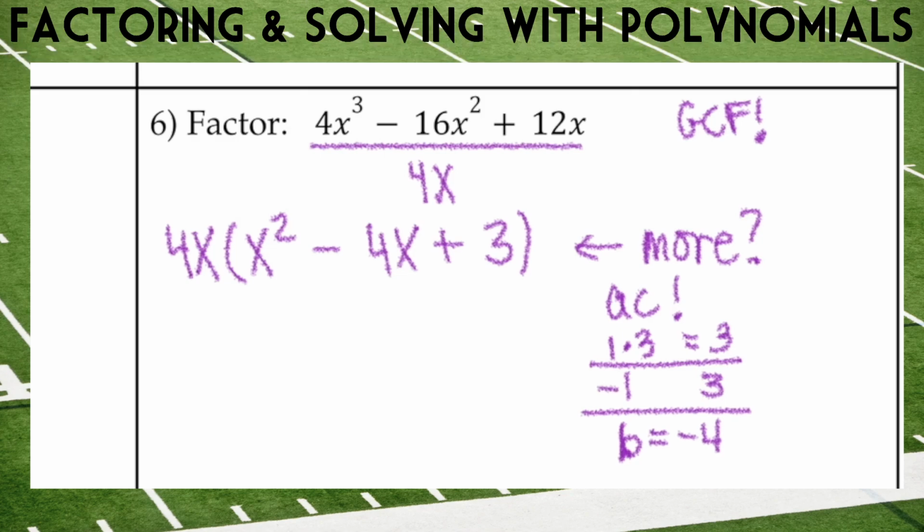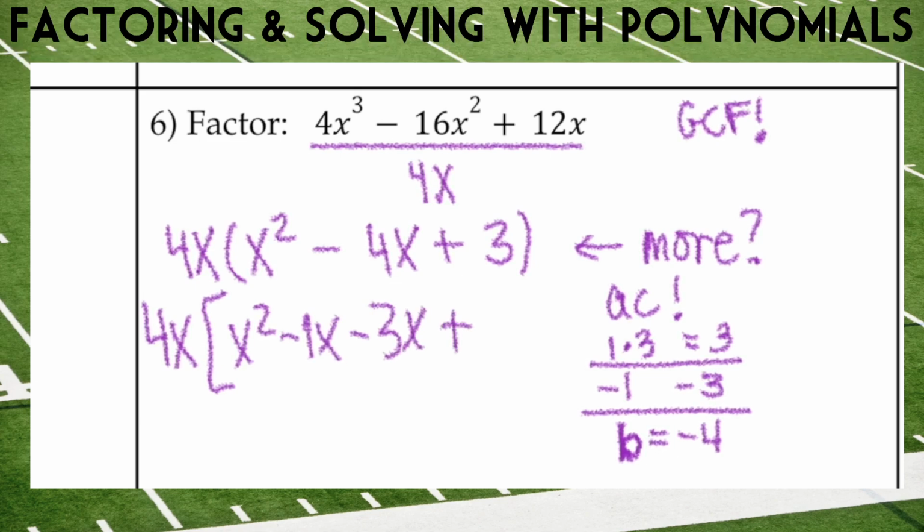So how do I get negative 4 with a negative 1 and negative 3? You gotta practice your positive negative rules. Make sure you know those really well. So I'm gonna use negative 1 and negative 3. If you do it the long way, what does that look like? x squared minus 1x minus 3x plus 3, like this.